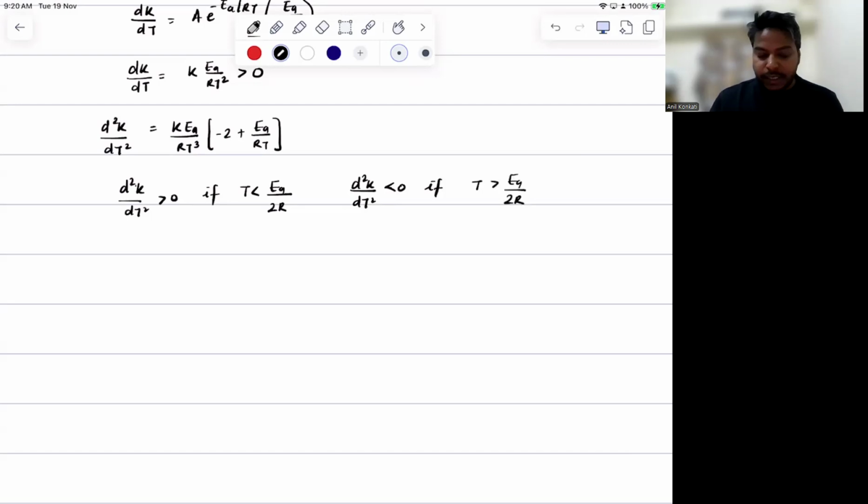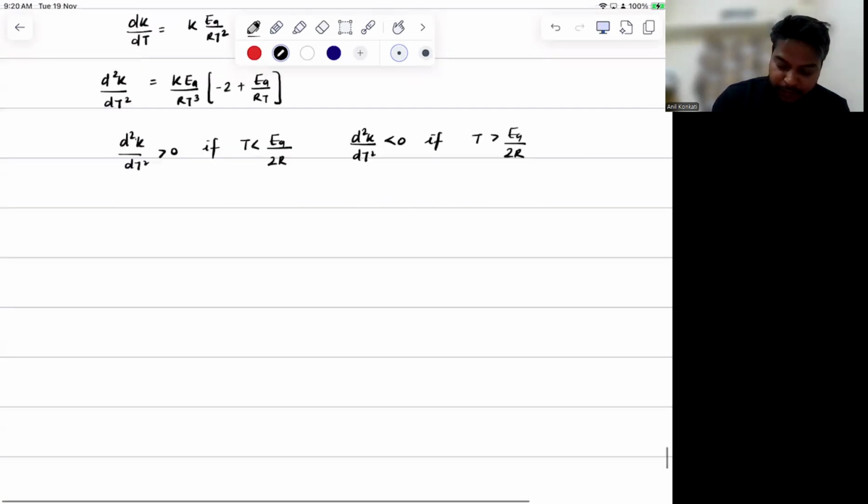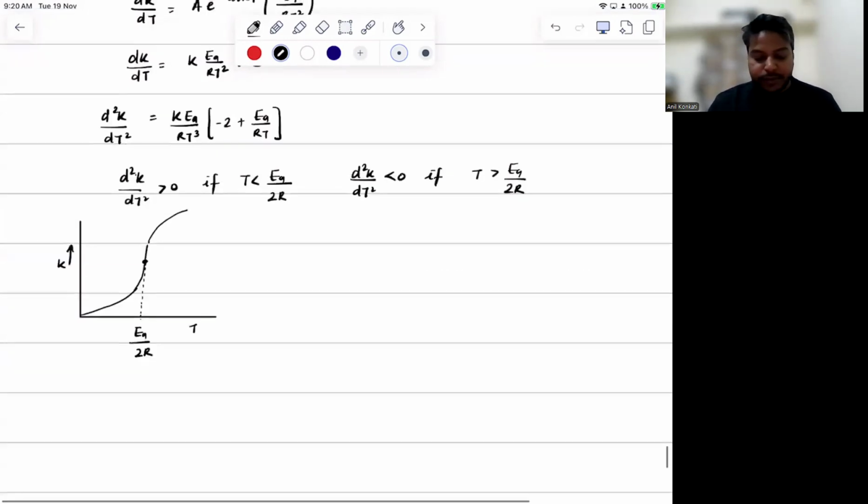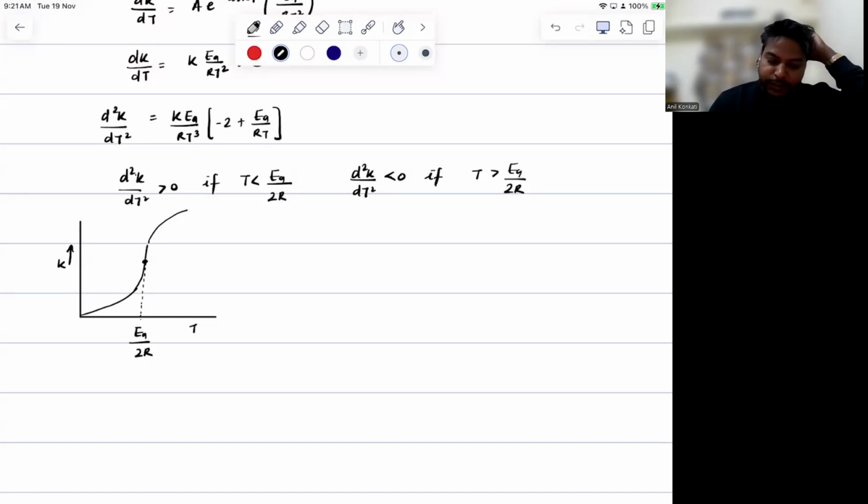EA by 2R, correct? Which means if you plot k versus T, correct? You will see first it will go like this, a concave part, and after that it will become convex here. So this is that point of inflection where this change is happening. And the change is happening at EA by 2R at this particular temperature. Okay, clear guys? So keep this in mind how the graph changes when it comes to K versus T.